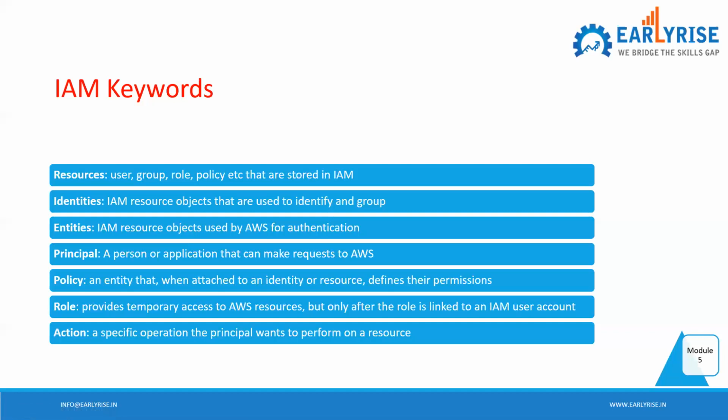Now there is something called principal. You saw somewhere this word principal. I think we were trying to create some policy, a lifecycle policy, and there it was mentioned. So this principal is a person or application that can make requests to AWS. So who can make the request? I think we chose asterisk in place of that. So we didn't choose any particular user, right? So we allowed everyone, maybe.